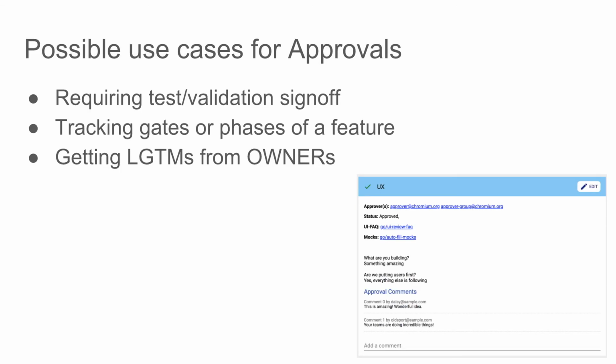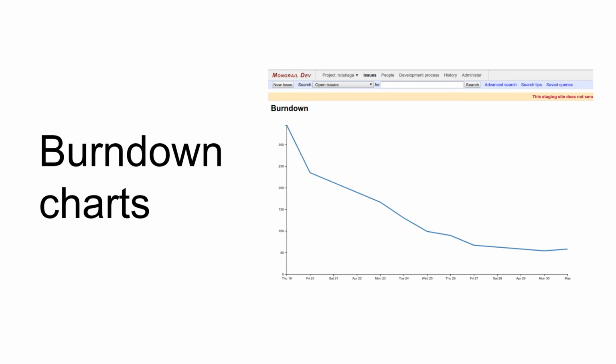The first thing is approvals. What are approvals? They're a new concept that is coming to Chromium, and they can be whatever you want them to be. This is an example of a UX approval for sign-off. You can use them to have test validation approval, gates for Canary, Dev, Beta, Stable approvals for each step of the way, or getting LGTMs from owners. Next is burn down charts. A lot of people have asked for this. Soon you'll be able to put a query in like you would for an issue list search, but instead of a list of issues, you'll get a historical burn down chart.